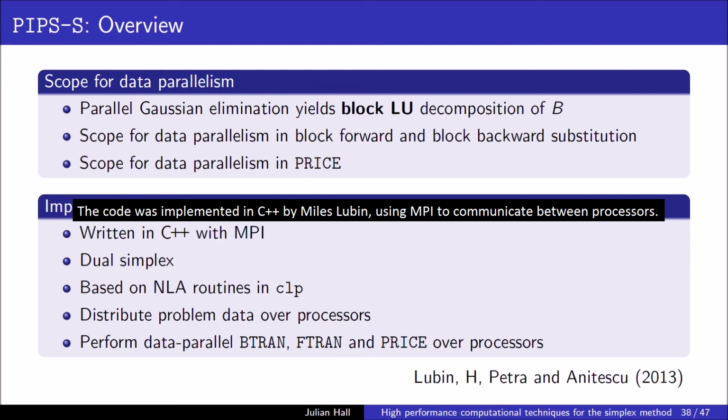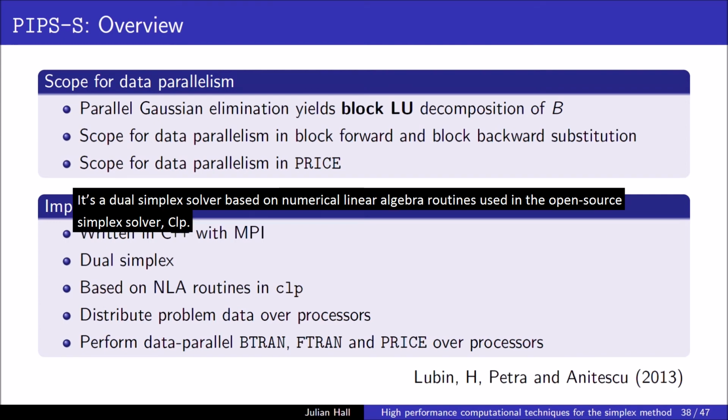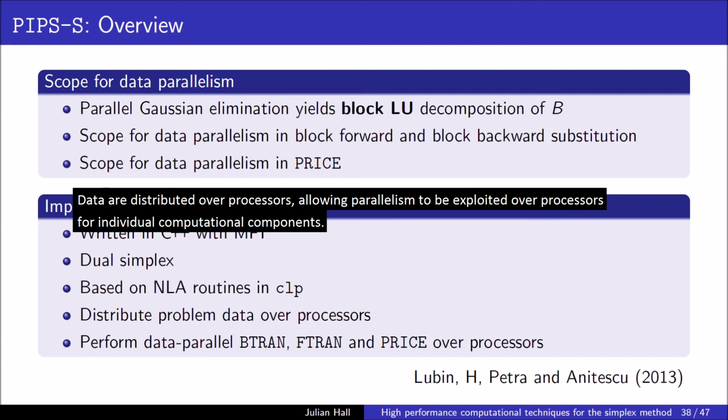The code was implemented in C++ by Miles Lubin, using MPI to communicate between processors. It's a dual simplex solver based on numerical linear algebra routines used in the open-source simplex solver CLP. Data are distributed over processors, allowing parallelism to be exploited over processors for individual computational components.